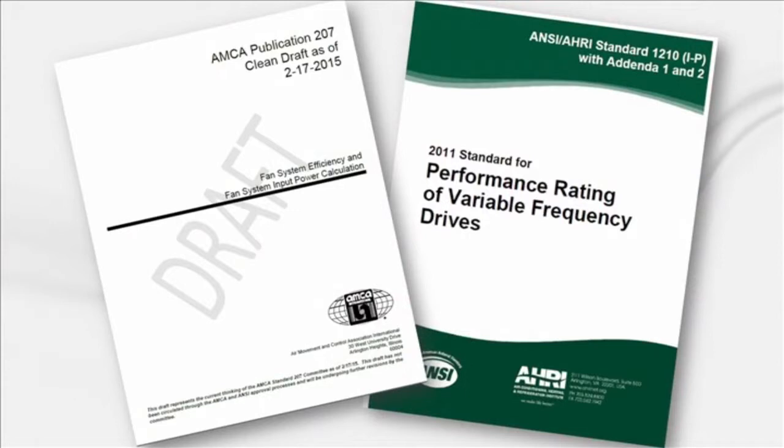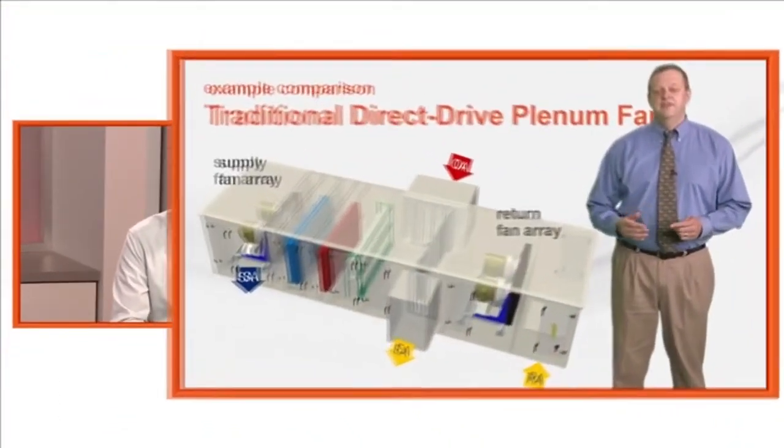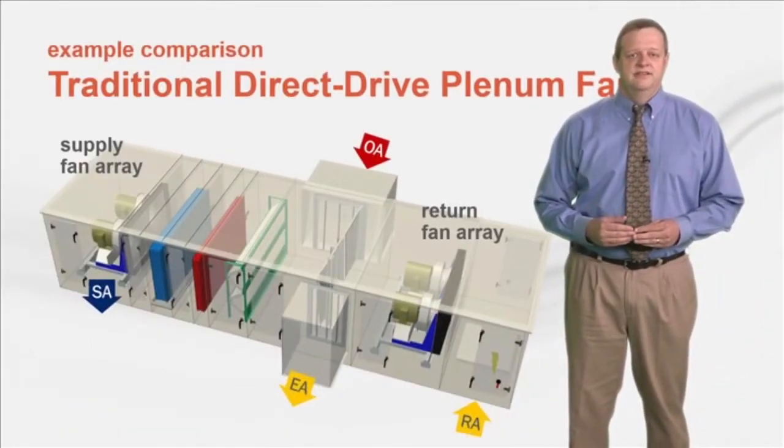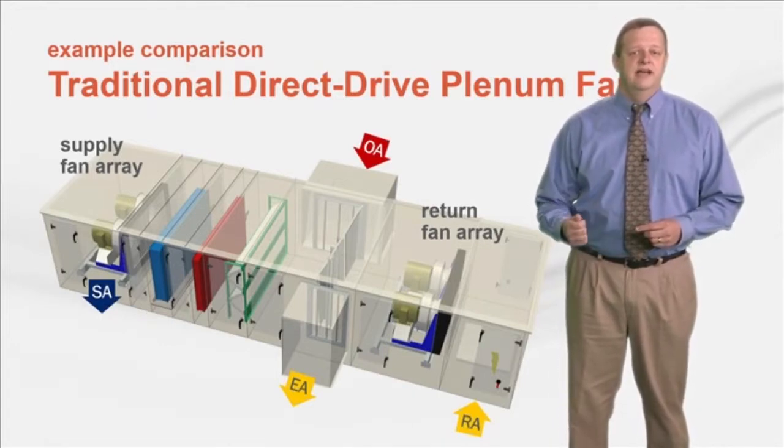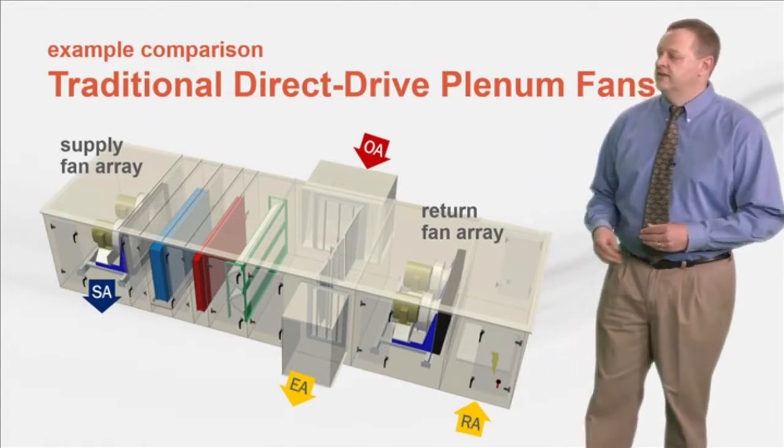It's important to note that an estimate of the missing losses can be calculated using AMCA Standard 207, and ASHRAE Standard 1210 provides a method to evaluate VFD efficiency. As these standards mature, the comparison of different fan types should shift to focusing on input electrical power rather than brake horsepower. To demonstrate the benefits of motorized impellers, let's compare two outdoor air handling units, each equipped with a supply and a return fan array.